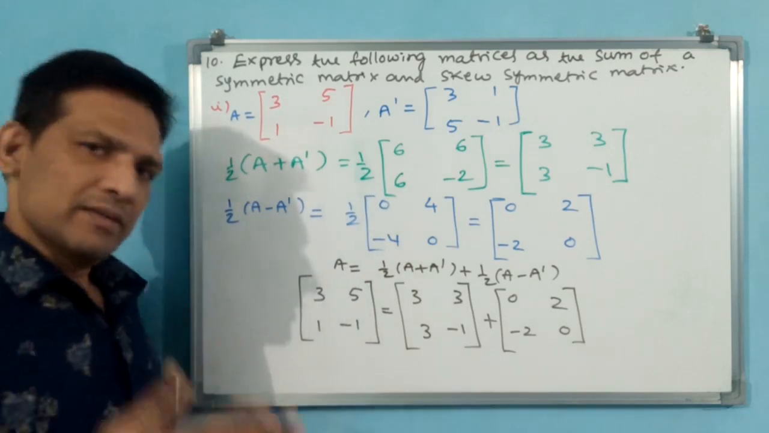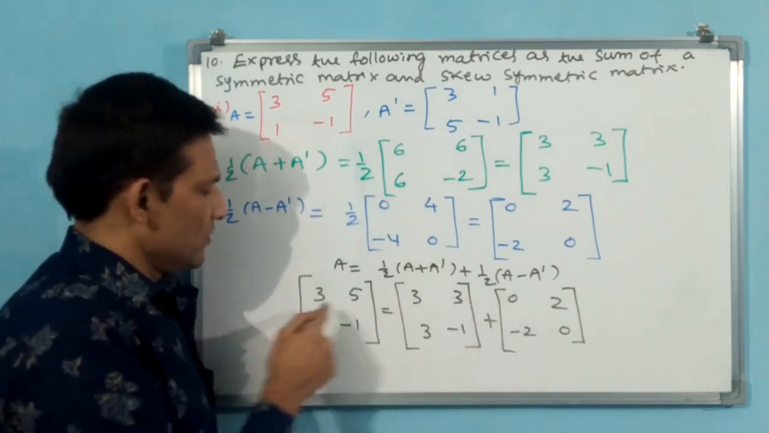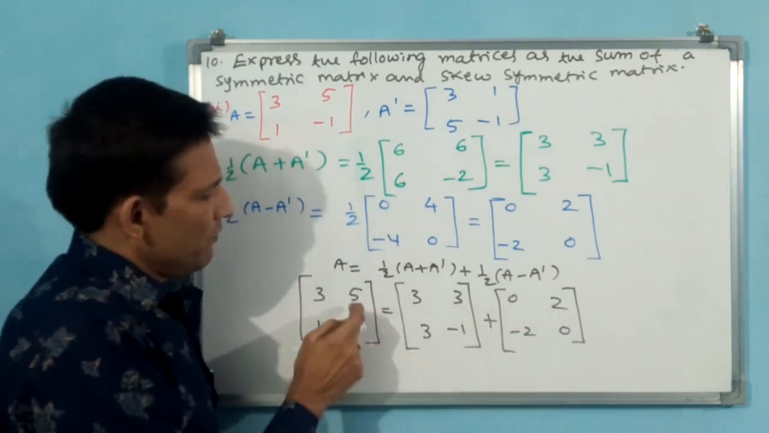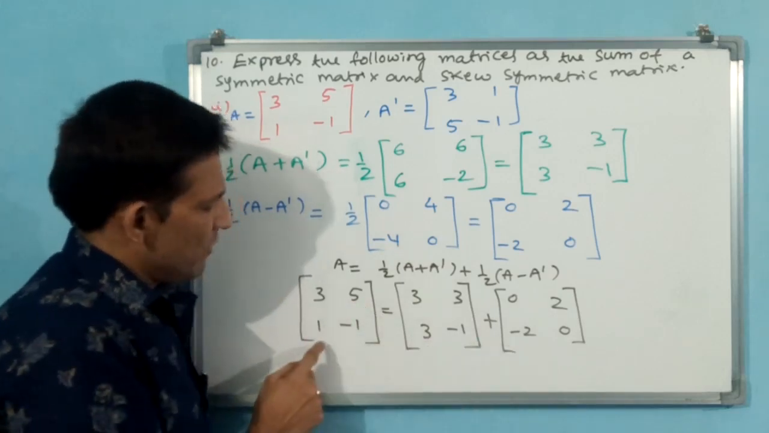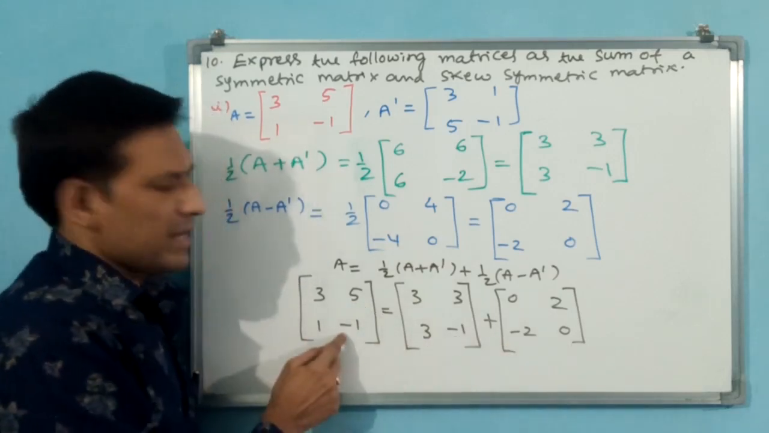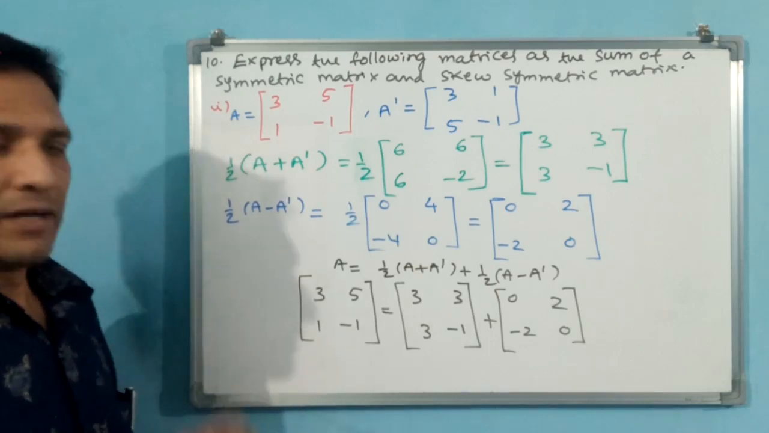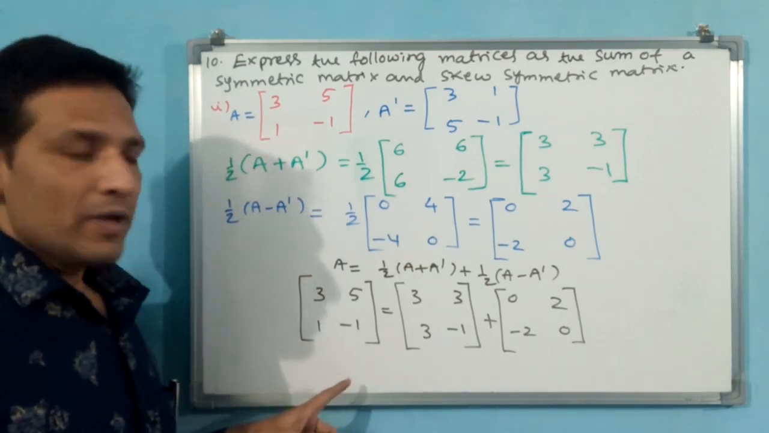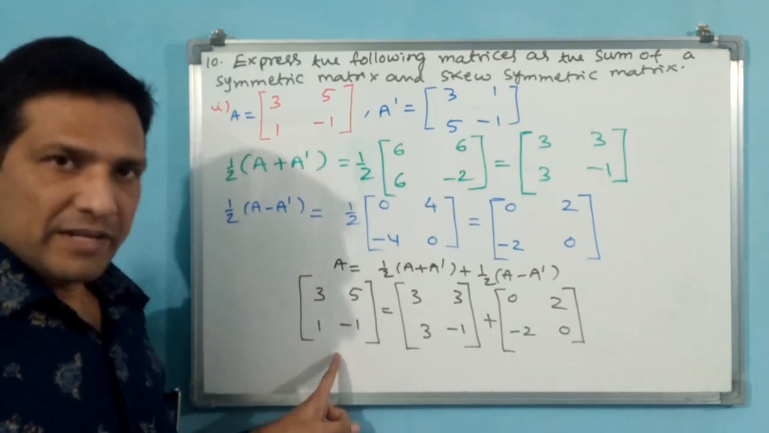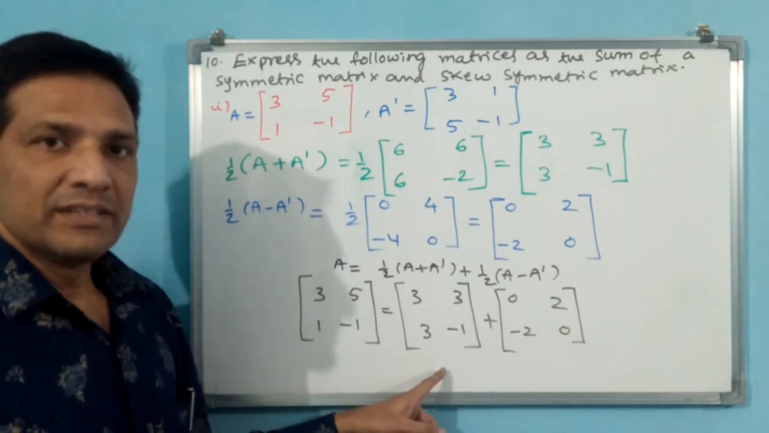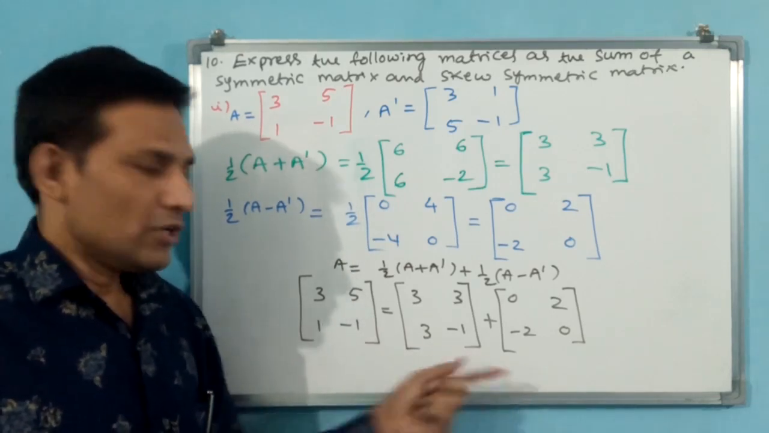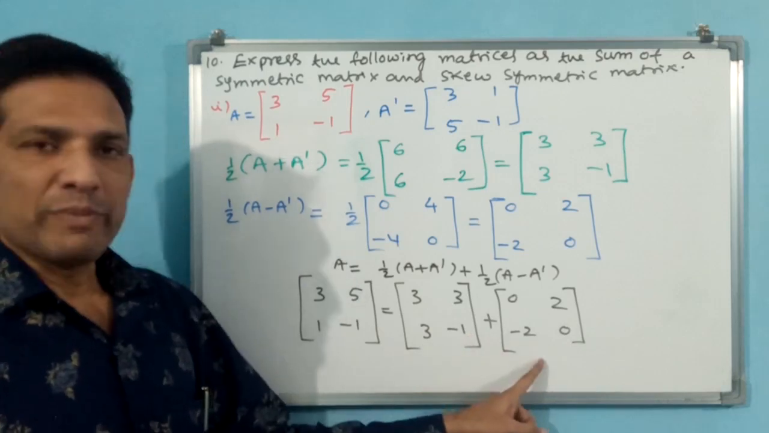But have we verified? Definitely we can verify. You see, 3 plus 0, 3. 3 plus 2, 5. 3 minus 2, 1. Minus 1 plus 0, minus 1. Okay. Now you can say any matrix can be expressed as the sum of a symmetric matrix and a skew symmetric matrix.